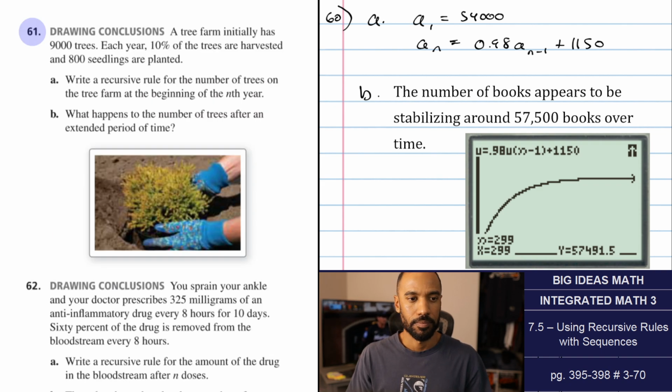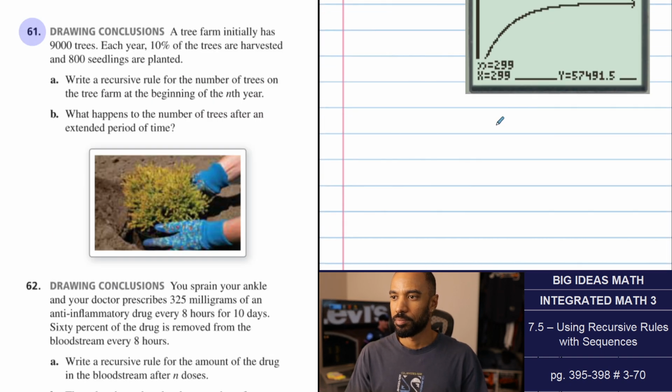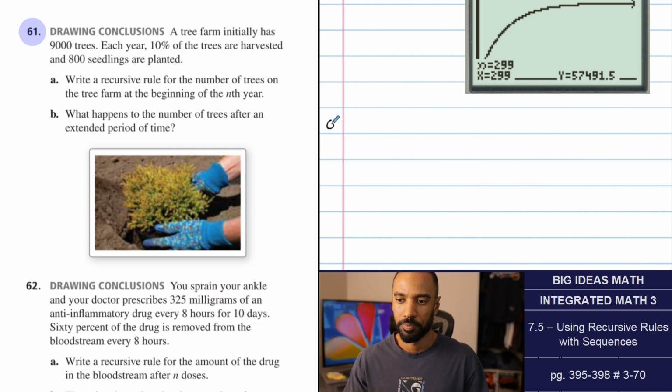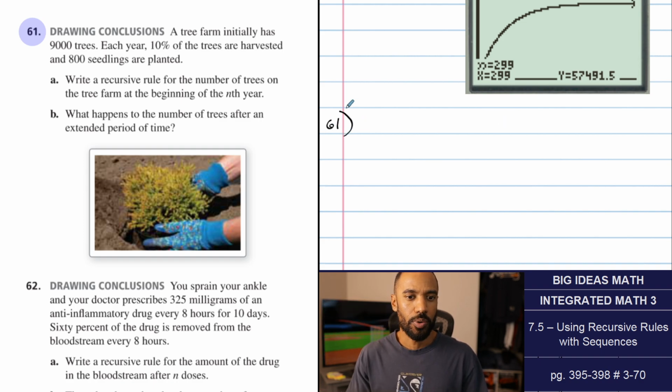Okay. Number 61. We still have 10 problems to do. A tree farm initially has 9,000 trees. Each year, 10,000 of the trees are harvested and 800 seedlings are planted.